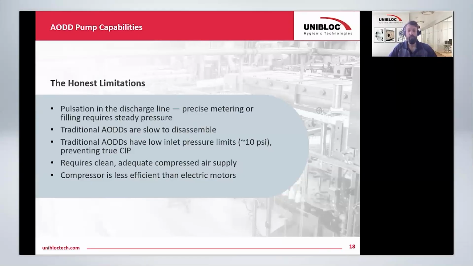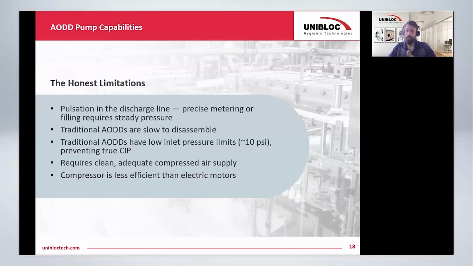AODDs typically have a low positive suction pressure limit. So in general, you shouldn't put more than 10 pounds of positive pressure to the inlet of an AODD. And so on a traditional one, it's to prevent it from pushing the diaphragms back over the thrust tube and stressing them that way. And on the conventional ones, it actually kind of balloons them out, a similar issue. So you don't want too much positive inlet pressure.